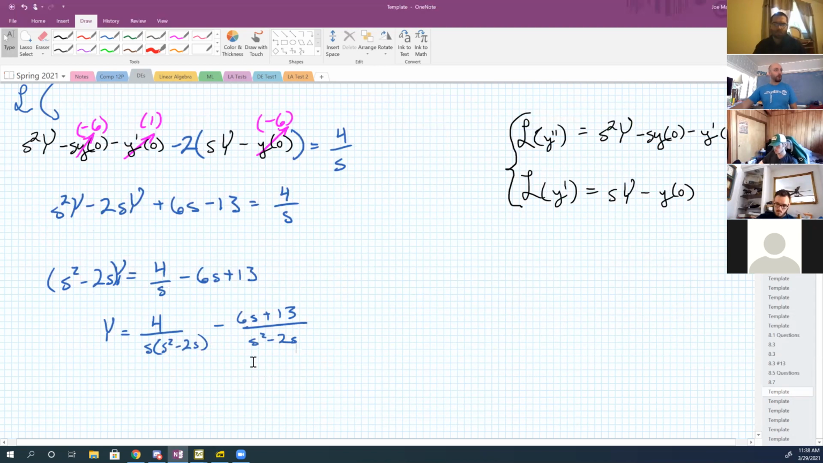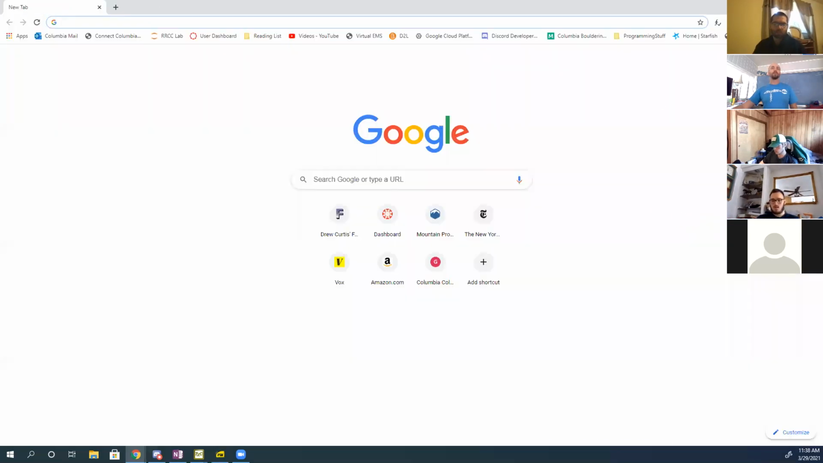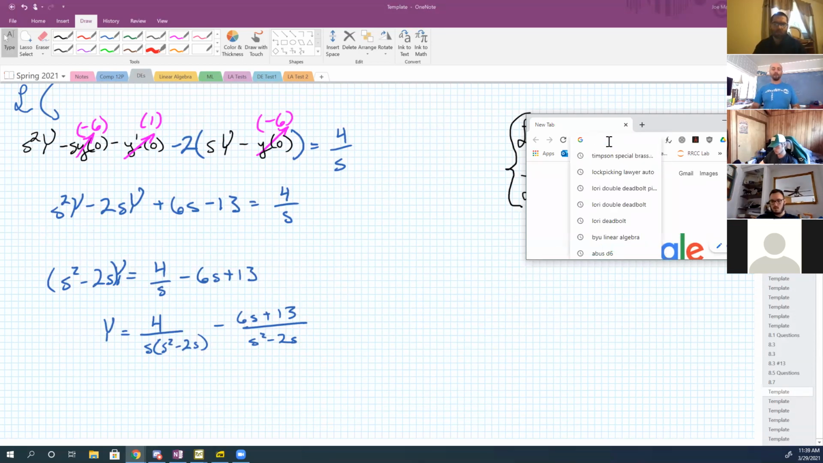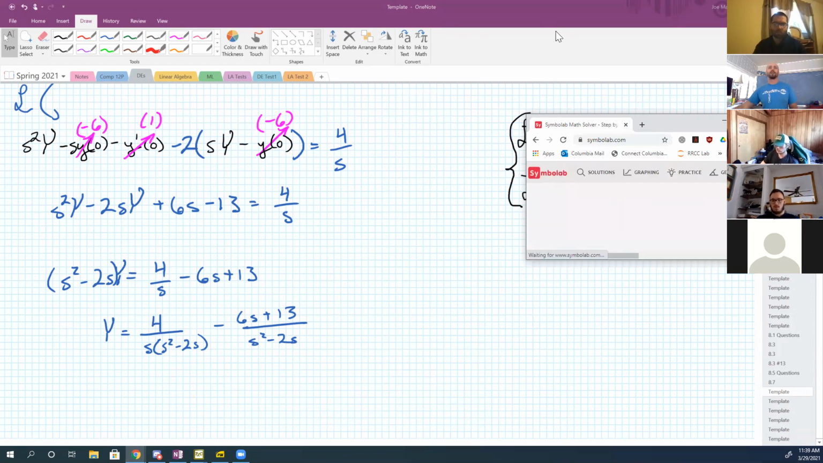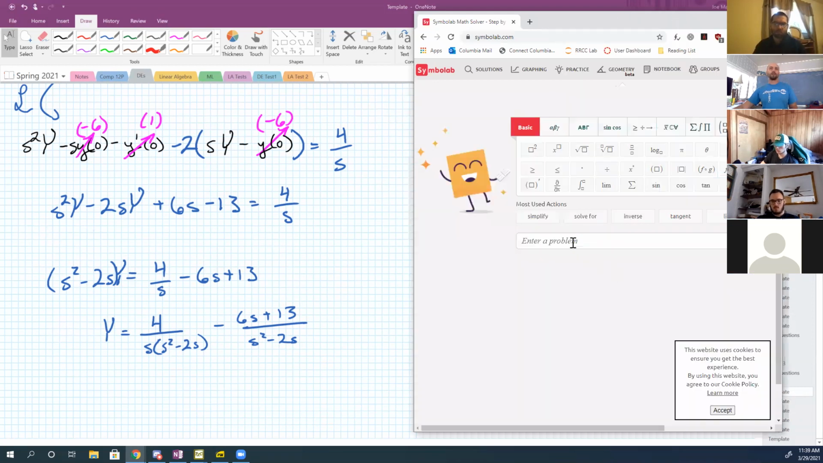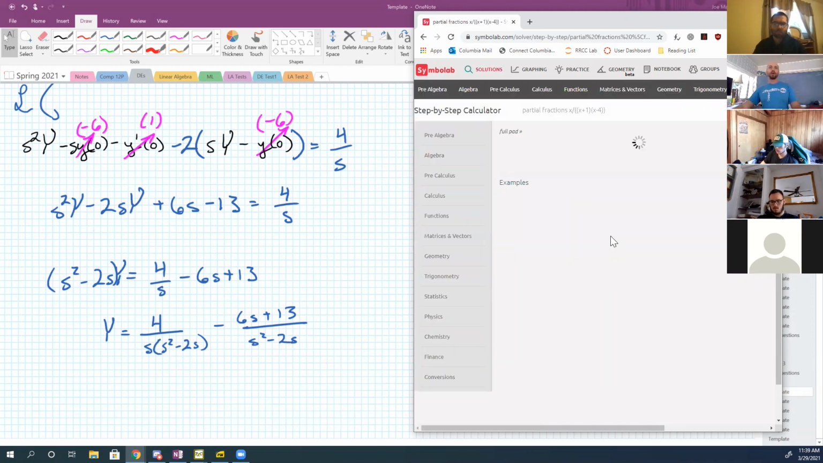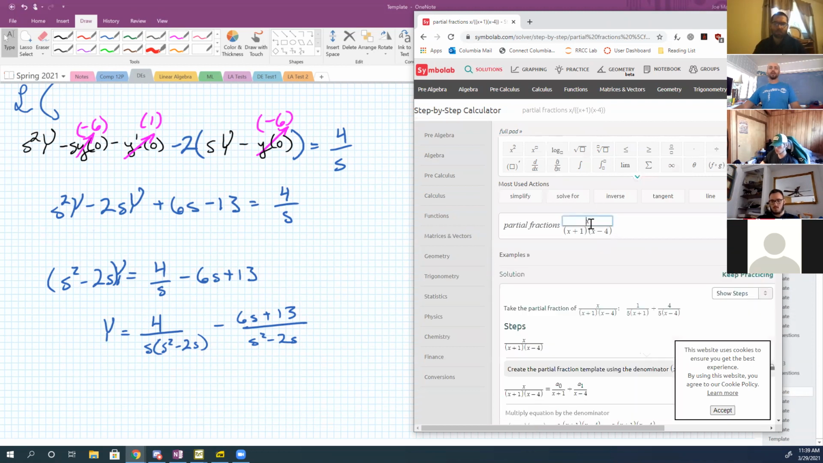Now comes the part where I need to partial fraction decompose. So I'm going to go somewhere and find a chrome tab. I really wish we could not do that. All right. Let's see. I need Symbolab. Okay, let's get a format here. No, go back. Thank you.